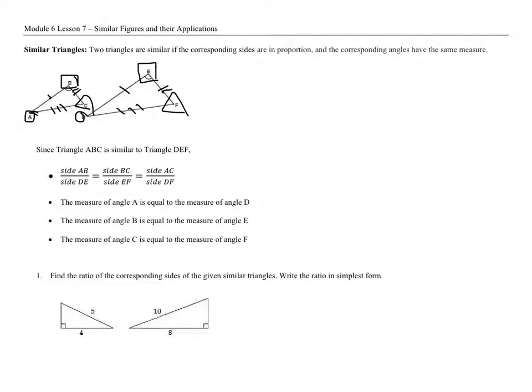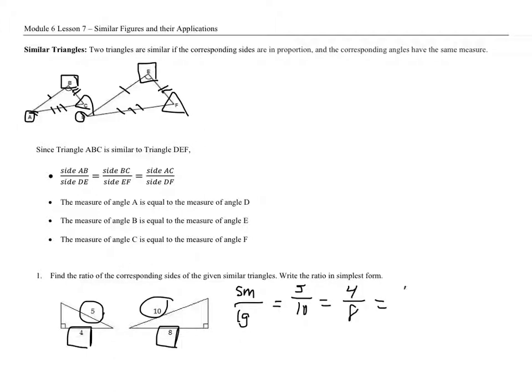So number 1 says find the ratio of the corresponding sides of the given similar triangles. So small to large. So 5 corresponds to 10, and 4 corresponds to 8. So the ratio is really 1/2, 1 to 2. Could I do large to small? Absolutely, and say 2 to 1? Absolutely. So they don't give you a way to state it. You can do it either way.